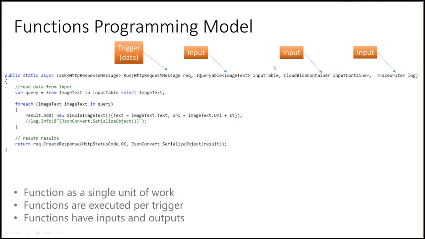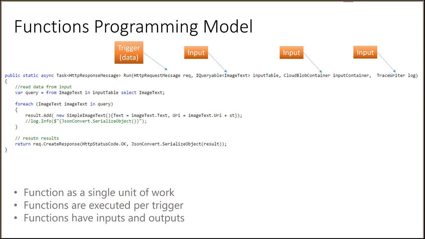Then I can have a new input binding, which will grab that path from the queue message and grab me a blob. I can have that blob brought into my function without having to use any SDKs whatsoever. I don't have to bring in the Azure Storage SDK, grab that blob myself, and handle all the best practices for talking to blob storage and handling streams. None of it. You don't have to do any of that.